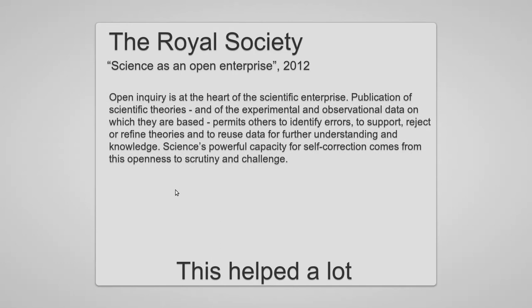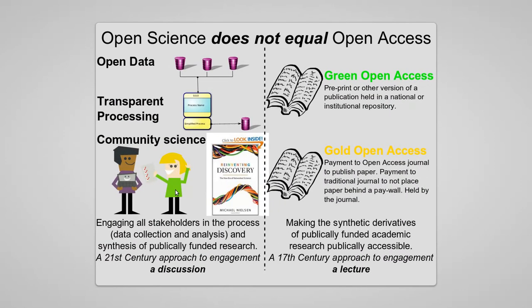One of the nice things that happened as we were going through our project was that the Royal Society published Science as an Open Enterprise in 2012. It stated that open inquiry is at the heart of the scientific enterprise. Publication of scientific theories and of the experimental and observational data on which they are based permits others to identify errors, to support, reject, or refine theories, and to reuse data for further understanding and knowledge. Science's powerful capacity for self-correction comes from this openness to scrutiny and challenge. That statement is very powerful, and it helped us a lot in trying to explain this to colleagues and other people within the stakeholder community.